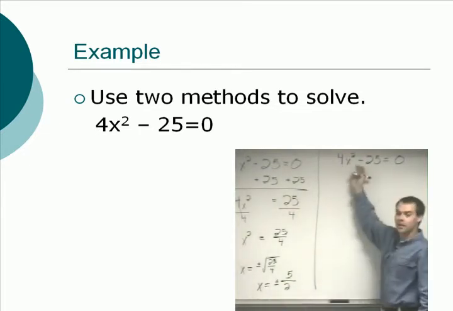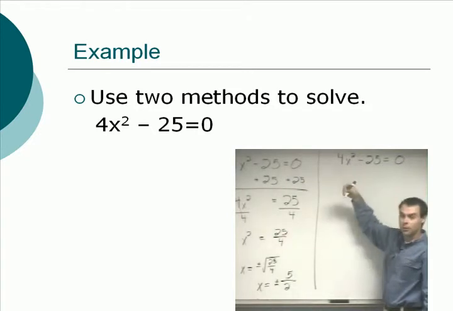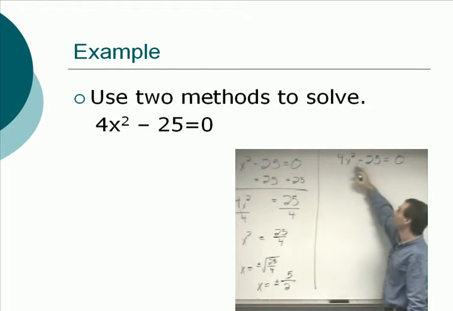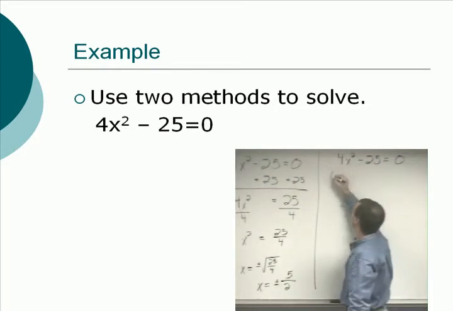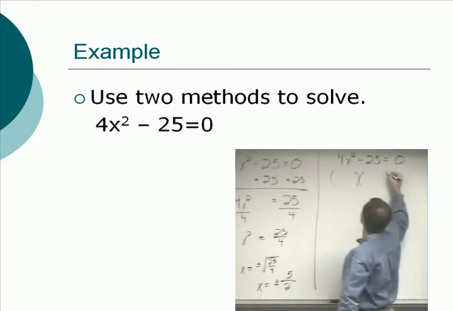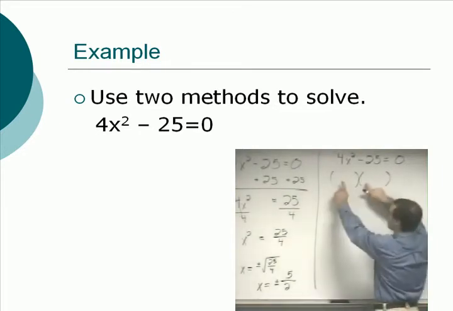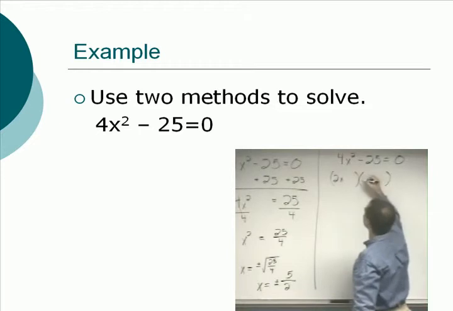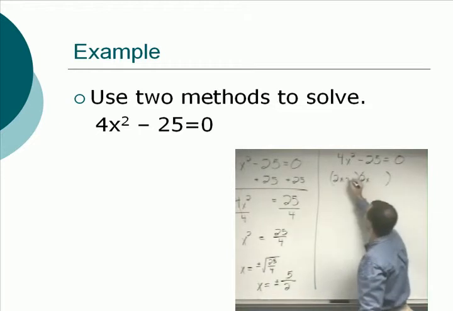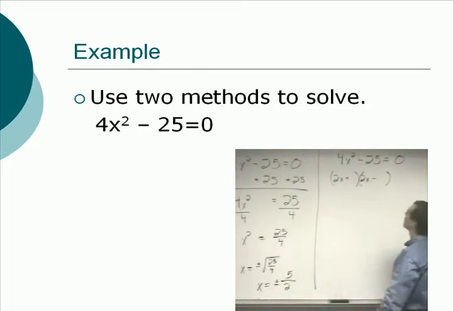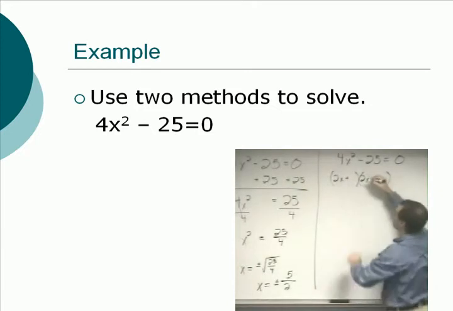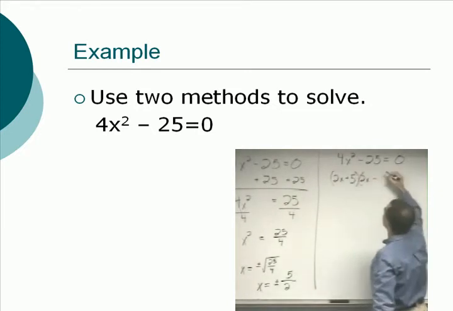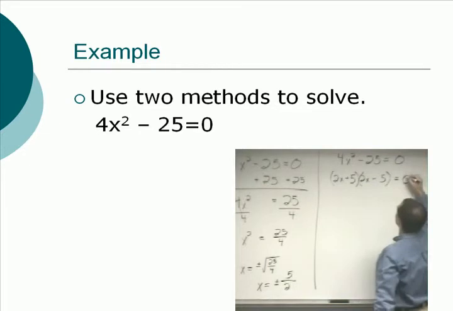What form does it have right now? Difference of squares. That's a perfect square, and that's a perfect square, and they're separated by a negative sign. So we know that this thing will factor. First terms are going to have to be 2x and 2x. Difference of squares means we're going to have plus and minus. And our last two terms clearly have to be 5. So 2x plus 5, 2x minus 5 equals 0.